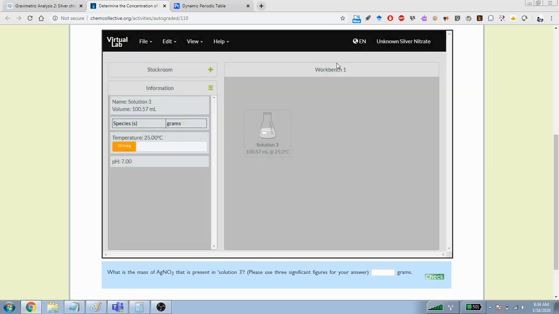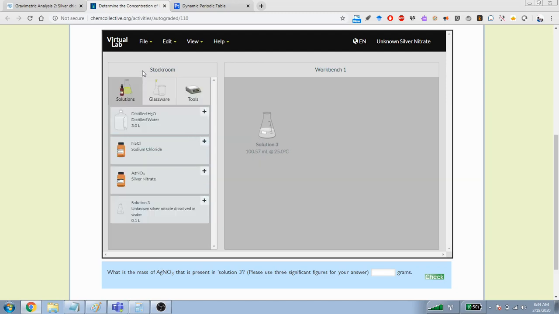So you have to use your knowledge of this experiment, which is barium sulfate, you remember. Gravimetric analysis, we figure stuff out by weighing things. We weigh solid things. That's what's useful. So this solution 3, apparently it has silver nitrate in there. I need to make it solid. What have I got for that?